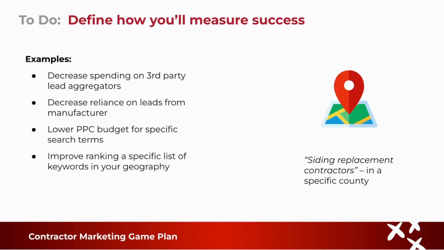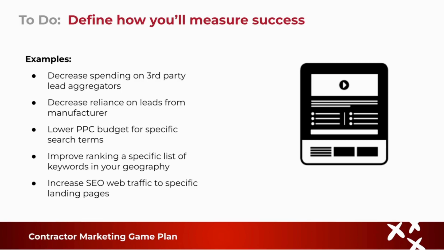And then lastly, an example of how you'll measure success is you may pick a really specific list of keywords in a specific county or city or geographic area where you don't currently rank well, and pick a pretty short list and say, okay, I want to improve my rankings for siding replacement contractors in, let's say, a specific county. That is a specific goal that you can measure, and you can tell whether or not your vendor is making progress towards that goal, and you can say when you can declare victory on it.